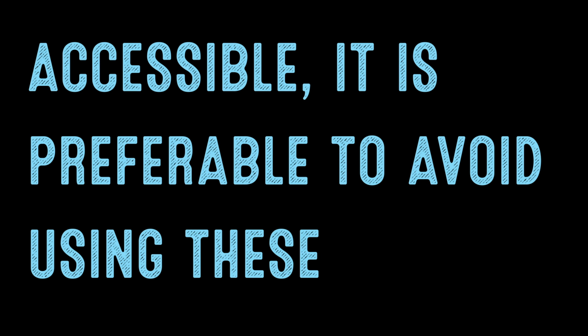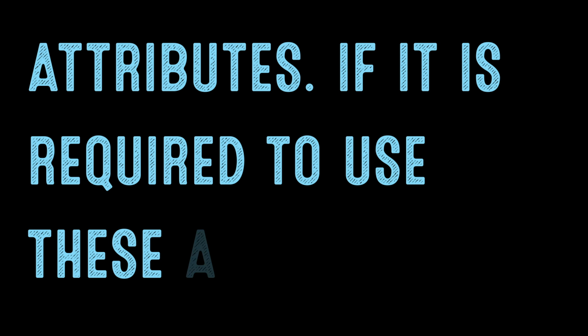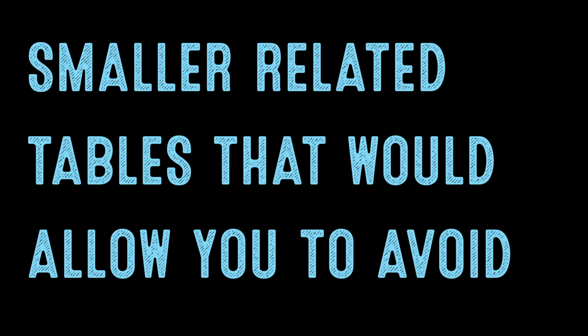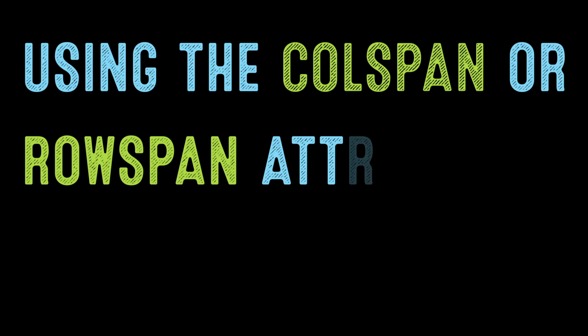To make a table more accessible, it is preferable to avoid using these attributes. If it is required to use these attributes to present complicated data, then break up the data into smaller related tables that would allow you to avoid using the colspan or rowspan attributes.